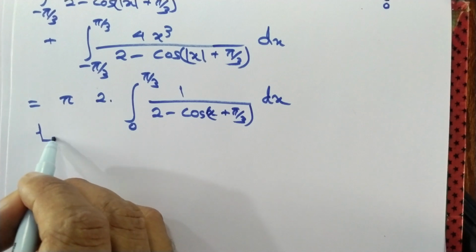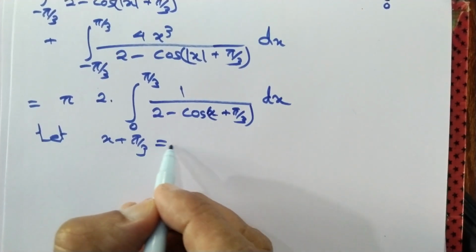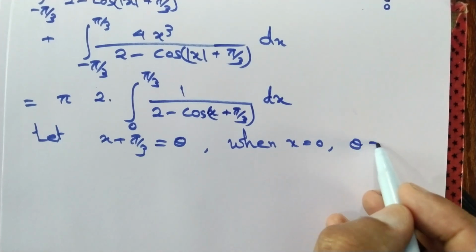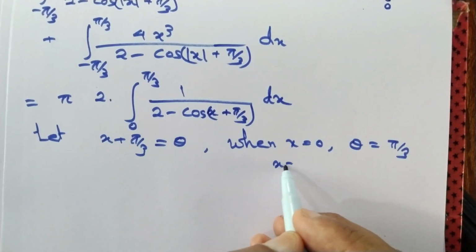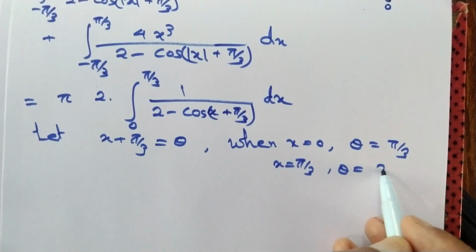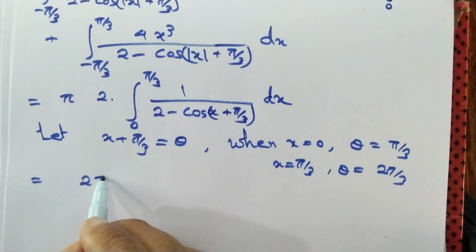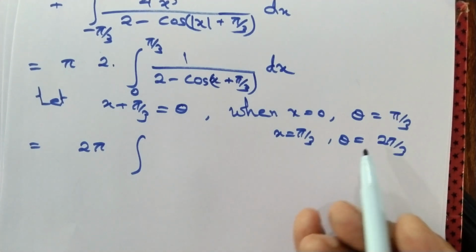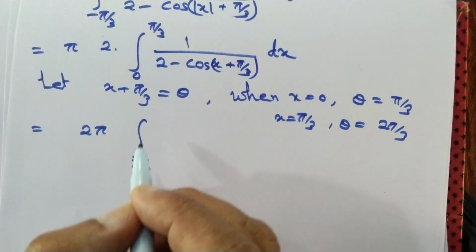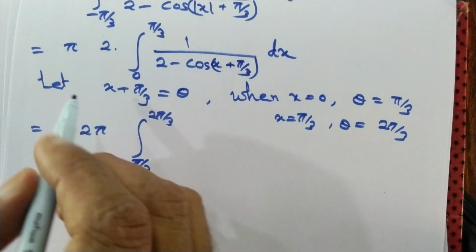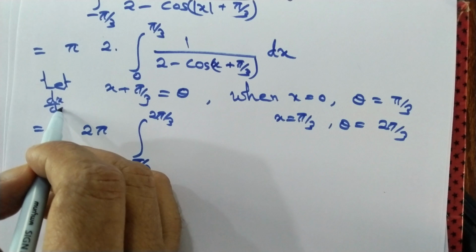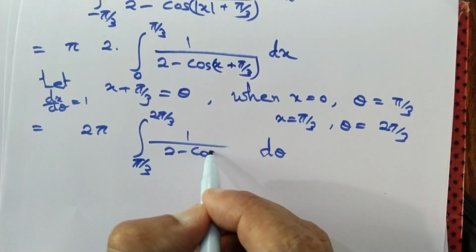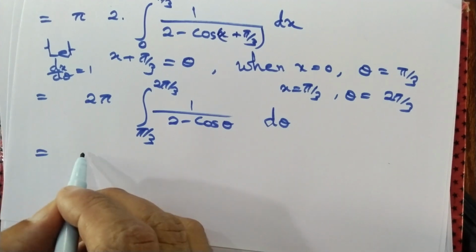Yes, we can do it by assuming x plus pi by 3 equal to theta. So when x equals 0, theta equals pi by 3. When x equals pi by 3, theta equals 2 pi by 3. So this integral is simply equal to 2 pi times, as x runs from 0 to pi by 3, theta changes from pi by 3 to 2 pi by 3. How about dx? If we differentiate, we get dx by d theta equal to 1. So dx is simply equal to d theta. So this is equal to 1 by 2 minus cos theta. Okay, this is a standard type and we can integrate it.